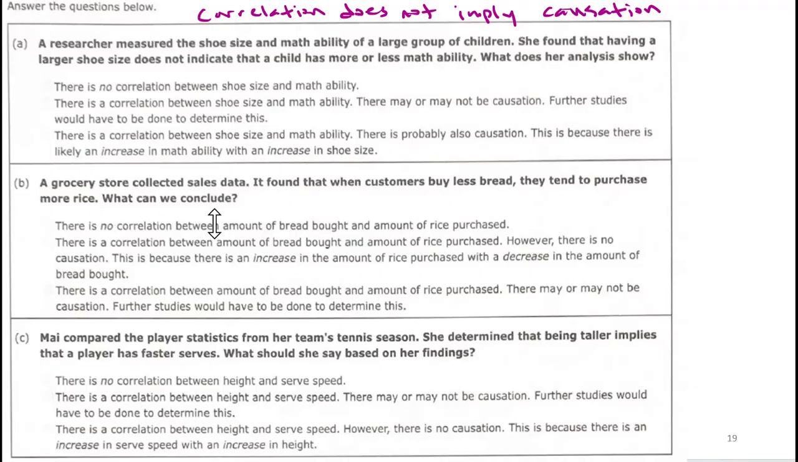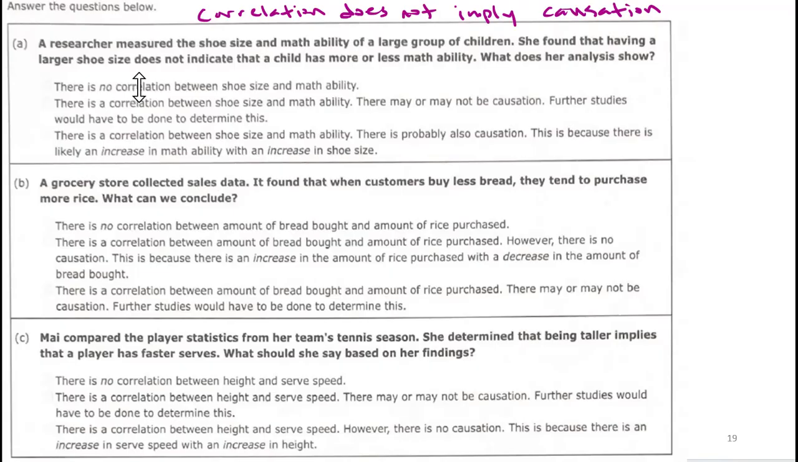What can we conclude? The answer to this one is going to be there is a correlation between the amount of bread bought and the amount of rice purchased. However, there may or may not be causation. Further studies would have to be done to determine this. So when you see something like this in the lab, this is what they're asking for. There is a correlation between them, but there may or may not be causation. Further studies would need to be done to determine this.